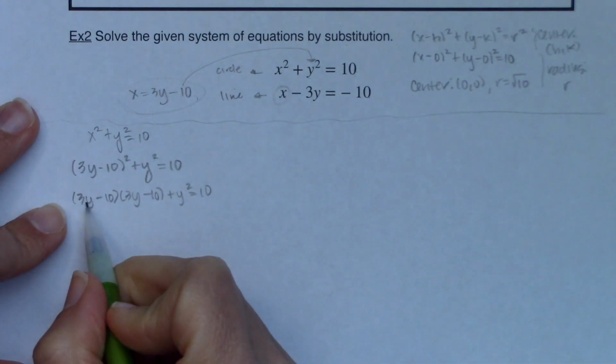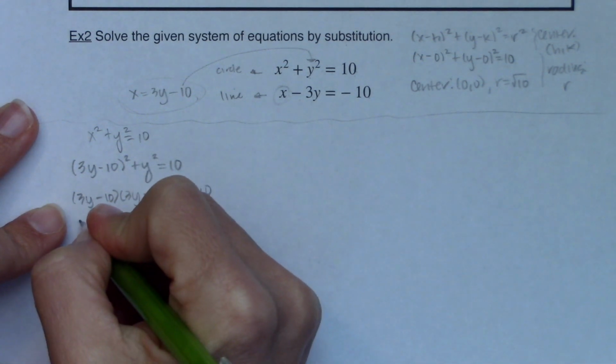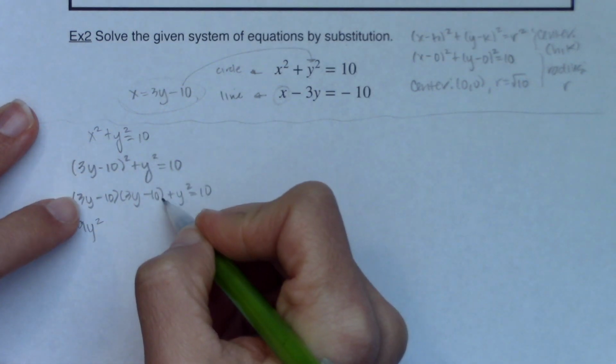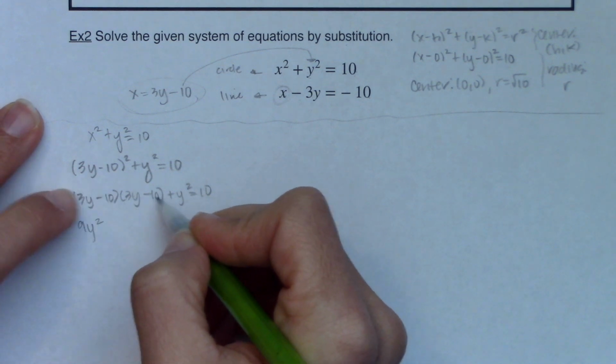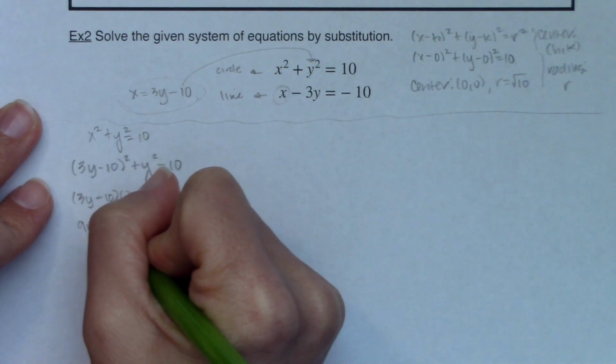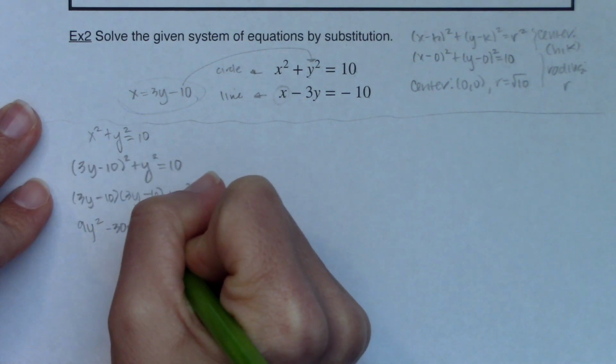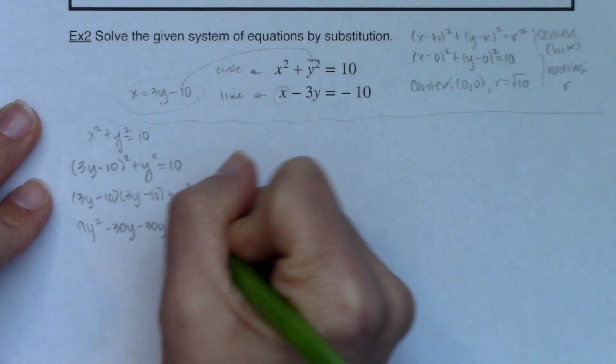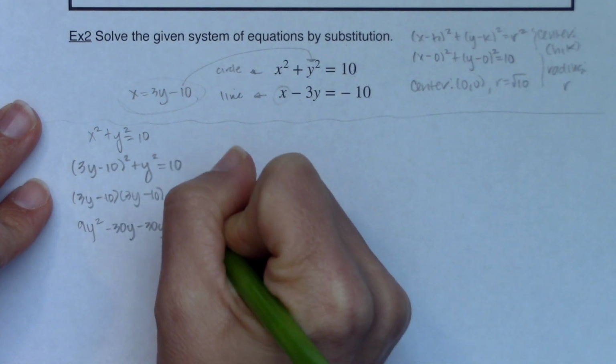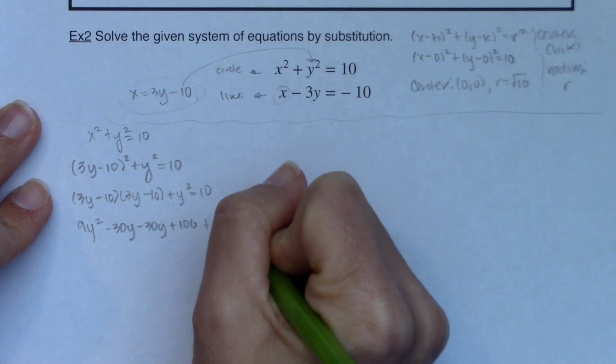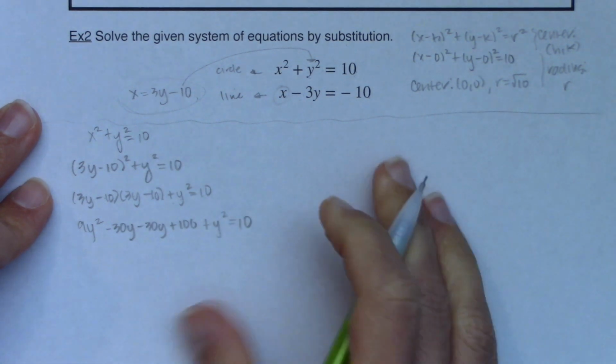So here we go. 3y times 3y is going to give me 9y squared. Outer and inner are both negative 30y, so I'll write that. I got negative 30y minus another 30y. Last is going to be plus 100. Don't forget I have this plus y squared still here, and that's all equal to 10.